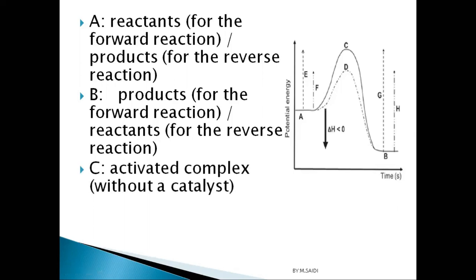Okay, then we are looking at C. C is what's called the activation complex. Yes, C becomes the activation complex. Before the reactants form products, they must form what's called the activation complex. Yes? Without a catalyst, then it is much higher. With a catalyst, it is a bit lower. We'll explain why these come like this when you go to the factors affecting the rate of chemical reaction. So activation complex, what does it mean?